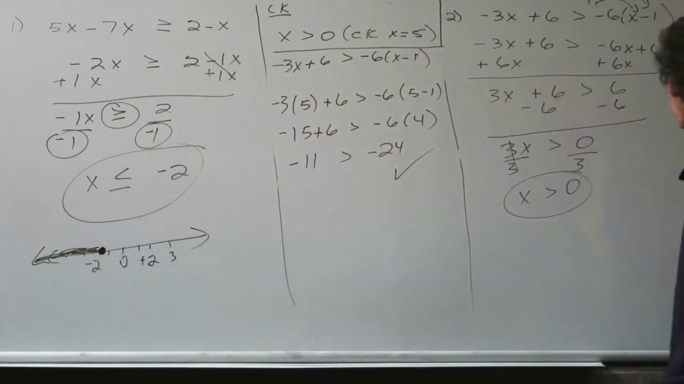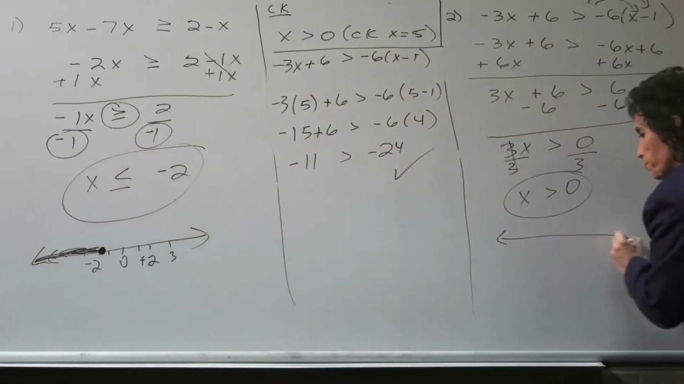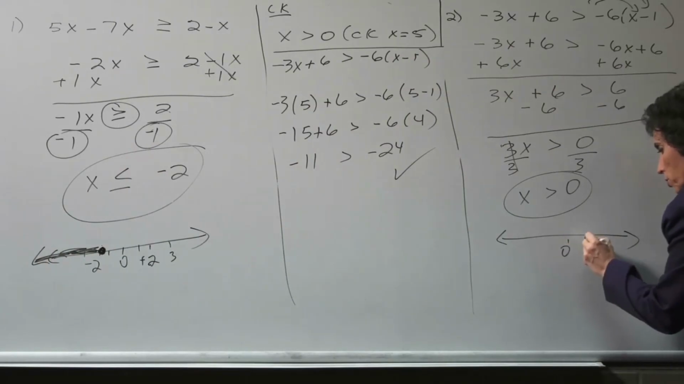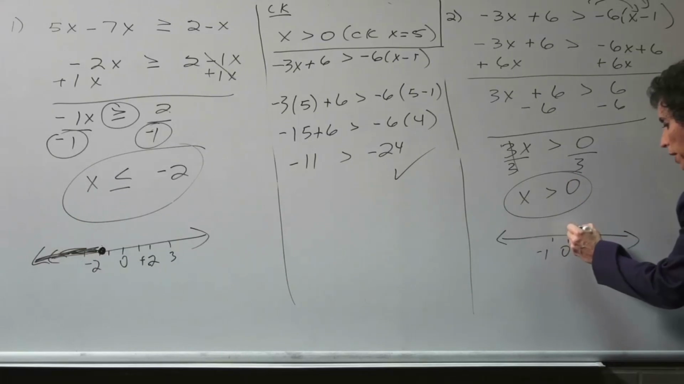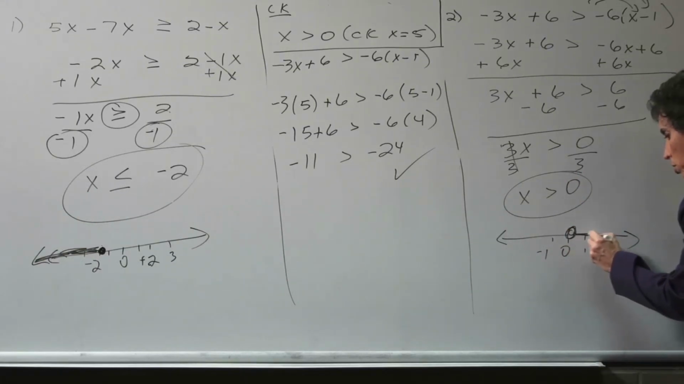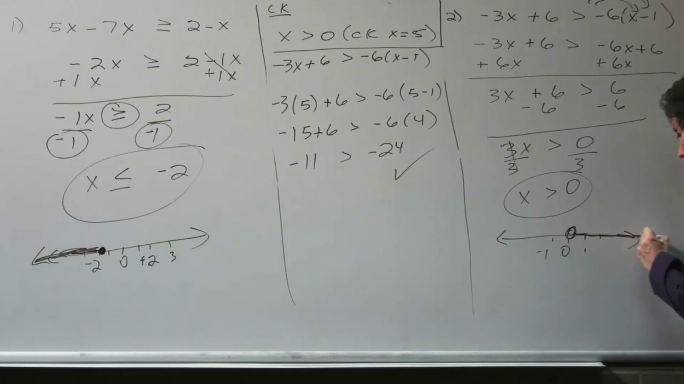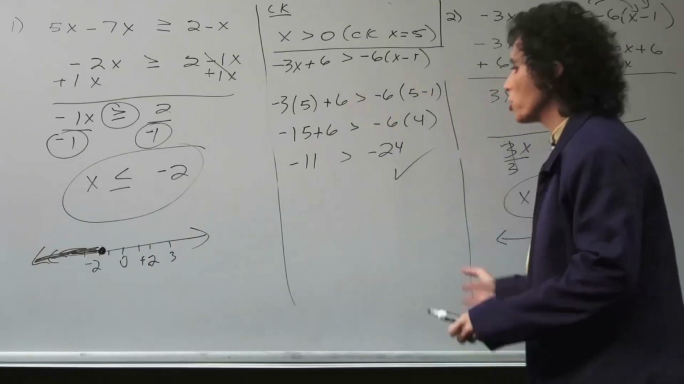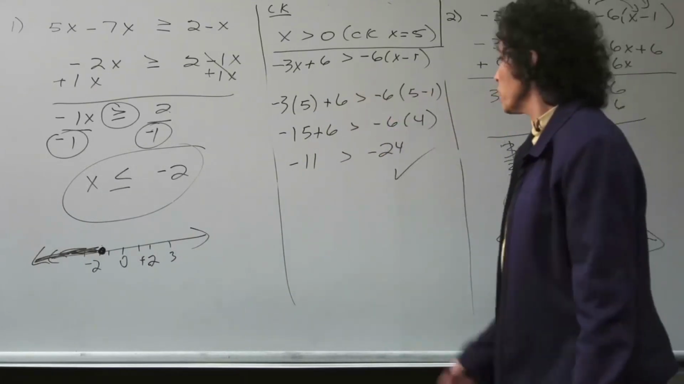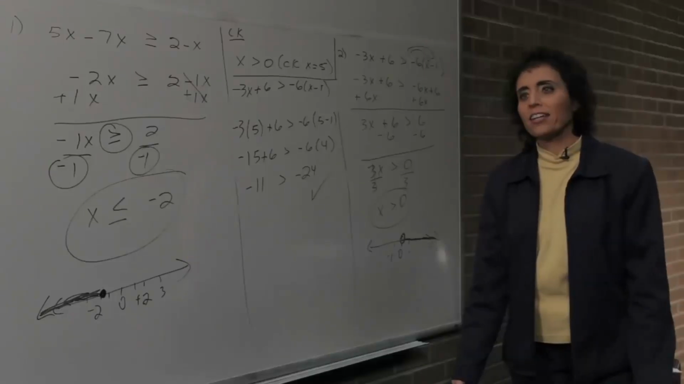Less than or equal to looks like this, to the left. X is greater than 0. You know there's positives on this side, negatives on this side. I want greater than 0, but I'm not including 0. Open circle on 0. Greater than, here are the numbers greater than 0. And there's your graphs. So there's your solve, your checks, your graphs. That's how you do it. It's an incredible thing. All right, let's do some more.